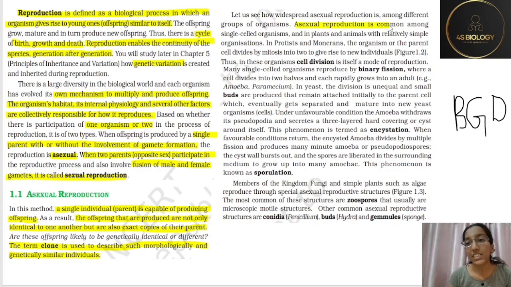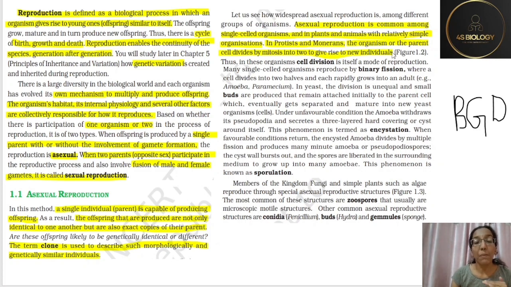Asexual reproduction is common among single-celled organisms and in plants and animals with relatively simple organization. And the single-celled organisms ಮತ್ತೆ plant and animals which have simple organization ಅಲ್ಲಿ ಇದು common asexual reproduction. ಅಂದ್ರೆ ಏನು, single parent involve ಆಗುತ್ತೆ with or without the fusion of gametes. This is also important in protists and monerans. The organism or the parent cell divides by mitosis into two to give rise to new individuals. So there are different ways in which offspring can be produced. So the first example ಕೊಟ್ಟಿರೋದು protist and monerans.